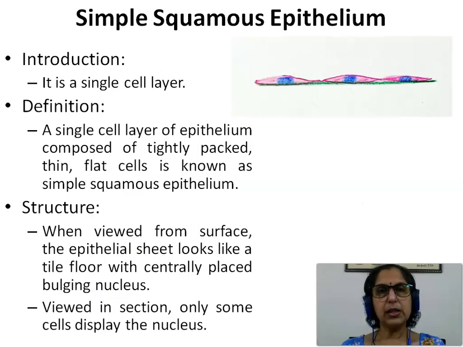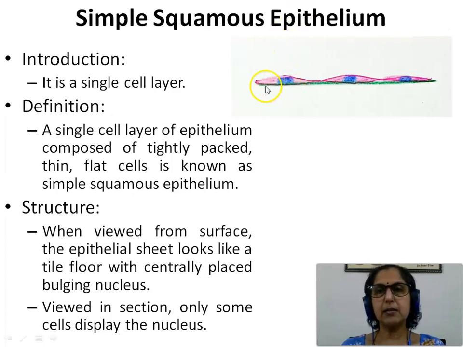Now let us go on to study the simple squamous epithelium. It is a single cell layer, hence it is simple epithelium. It is defined as a single cell layer of epithelium composed of tightly packed, thin, flat or squamous cells, and hence it is known as simple squamous epithelium. Structure: when viewed from the surface, the epithelial sheet looks like a tile floor with centrally placed bulging nucleus, and when viewed in a section, only some cells display the nucleus.